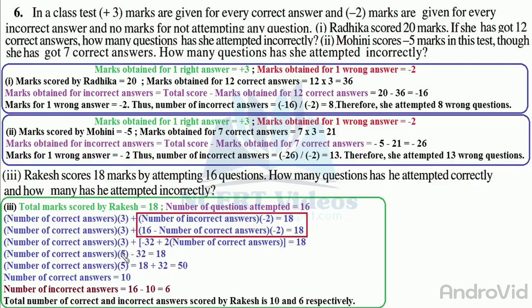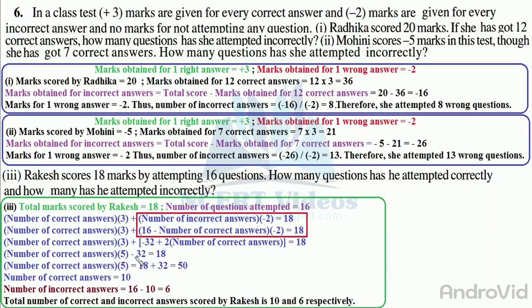And plus minus is 32. Therefore minus 32 came here, equal to 18 from there. Now this whole thing has reduced to only this thing. The number of correct answers, 5 as it is.